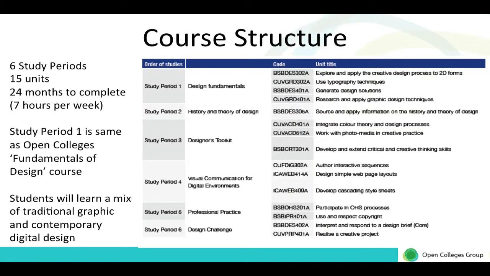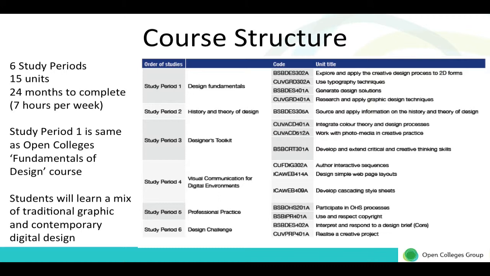So the way the course is structured, there are 15 units within this course, and it's structured over 6 study periods. Students will get 2 years to complete, and we estimate that if they do 7 hours per week, they'll be able to complete the course within that 2 years. Now, obviously, that is going to be different for every student, and the advice will change depending on the student's situation.